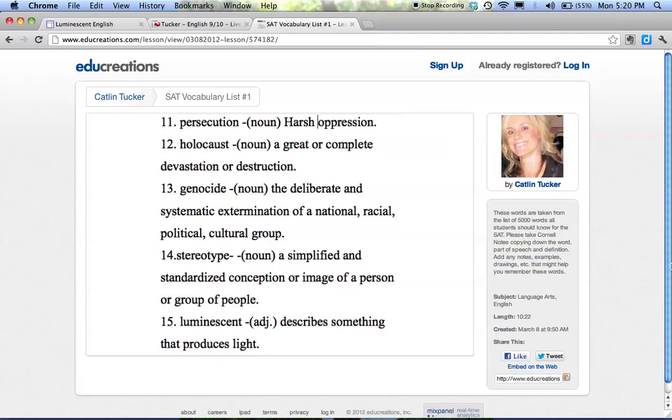And a lot of the next few words we're going to be talking about relate to our unit on the Holocaust and genocide. Number 12 is the word Holocaust. A lot of times you're going to see this word with a capital H. And when you see it with a capital H, it is specifically referring to the Jewish Holocaust during World War II. When you see it with a lowercase h, you're talking about any kind of Holocaust. And a Holocaust is a great or complete destruction or devastation.